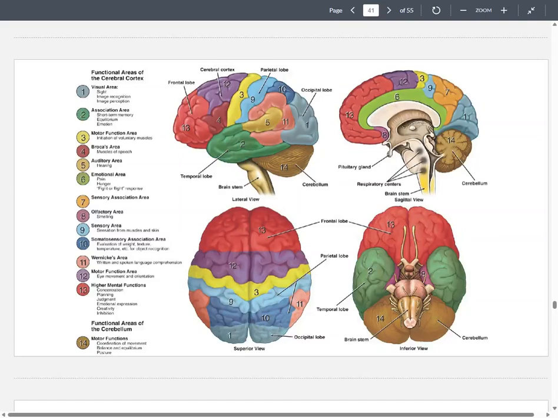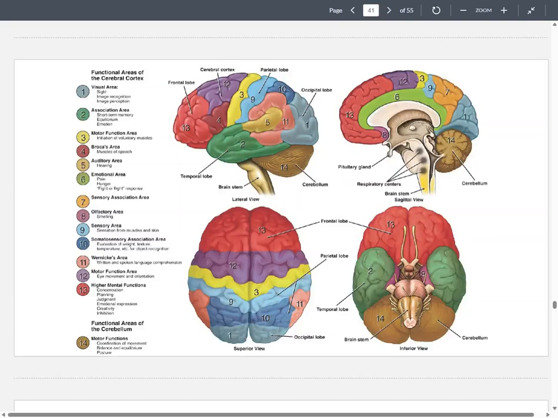Motor function area, that's this region right in here. So eye movement and orientation. Higher mental functions such as concentration, planning, judgment, emotional expression, creativity, inhibition, that's your frontal lobe. This is why people who have brain trauma to their frontal lobe tend to have anger issues. They have compulsion issues. They have an inability to plan or to regulate their emotions. It's because of damage to this region.